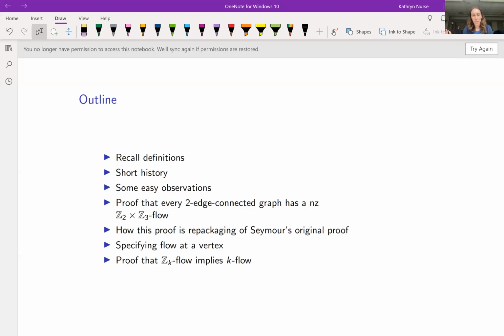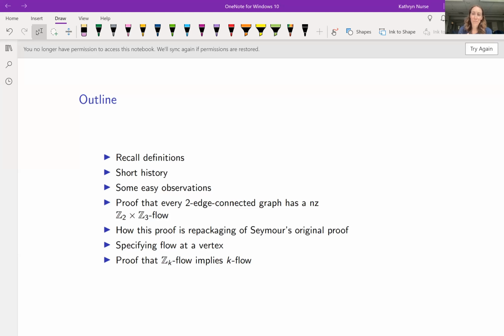Okay, so for this talk, I'm just gonna give a quick recall of the definitions about what nowhere zero flows are, and I'll give a short history of the area, and then I'm gonna cover some easy observations. These observations we need for the proof, but they're all easy and straightforward. We just need to use them, and then I'll give a proof that every two-edge connected graph has a nowhere zero flow in Z2 cross Z3.